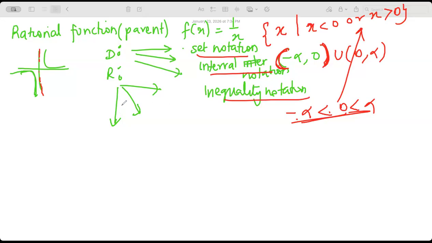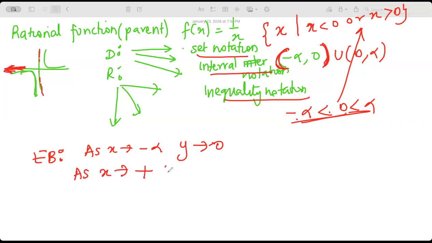How about range? Range is going to be the same, right, guys? Yeah, range is going to be the same as well. And what is end behavior? As x tends to minus infinity, the graph tends to what? 0. As x tends to plus infinity, f of x, y tends to what? 0. Yep, that's your end behavior. These are things that I'm revising after a long time.